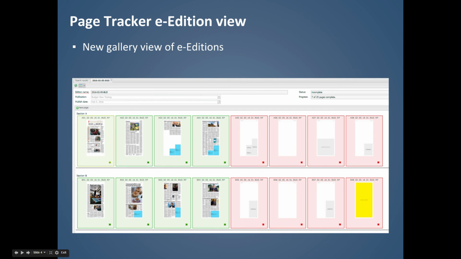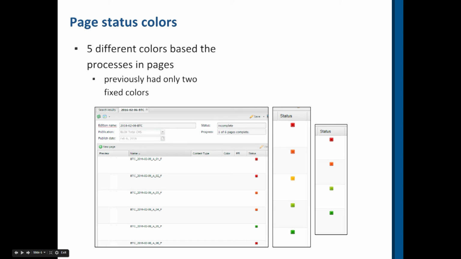And when we were out here, we basically had these 8 pages that are green that indicated done, and these 8 pages that were red that indicated not done. But in reality, pages are in a variety of statuses. And so we now have 5 different status colors based upon the Pages workflow, which is what turns on Page Tracker.